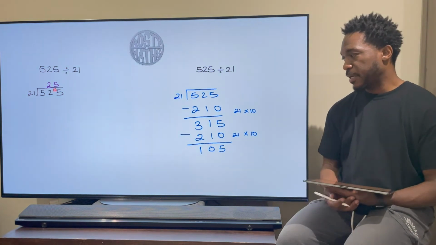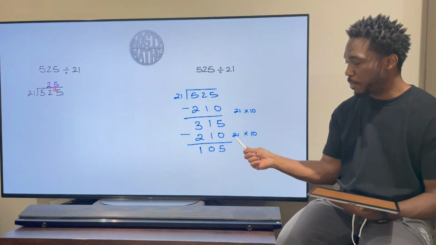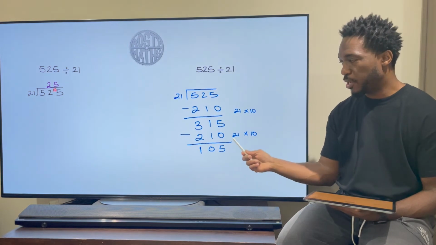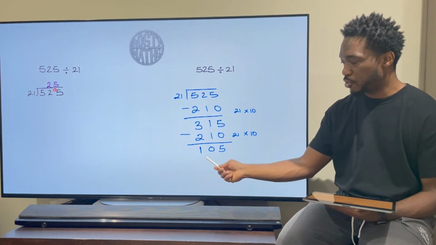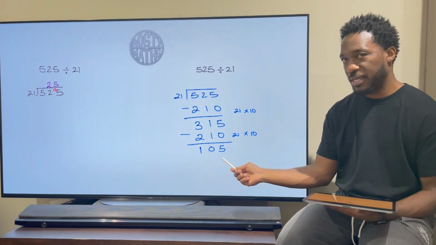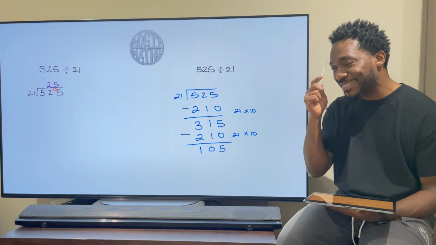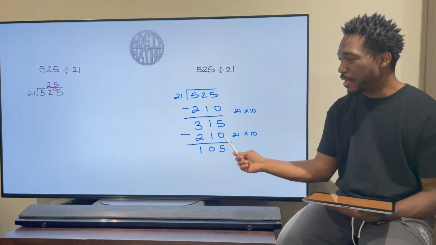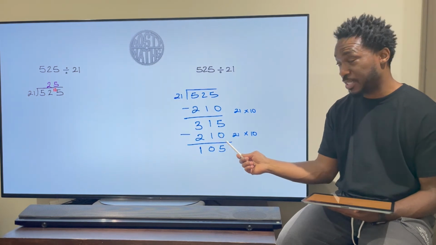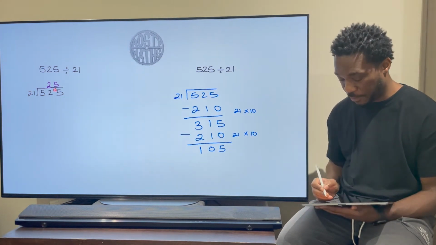All right, good. Now I'm thinking, okay, do I multiply 21 by 10 again? The answer to that is no, because if I do that, then I'm trying to subtract 210 from 105. And the 210 is bigger, so I can't really do that. But clever thinking, I know that 105 is half of 210. So rather than multiply by 10, this time I'll multiply by 5.